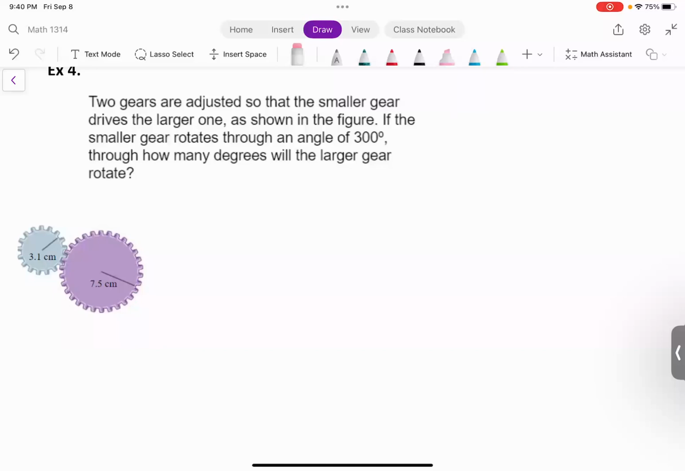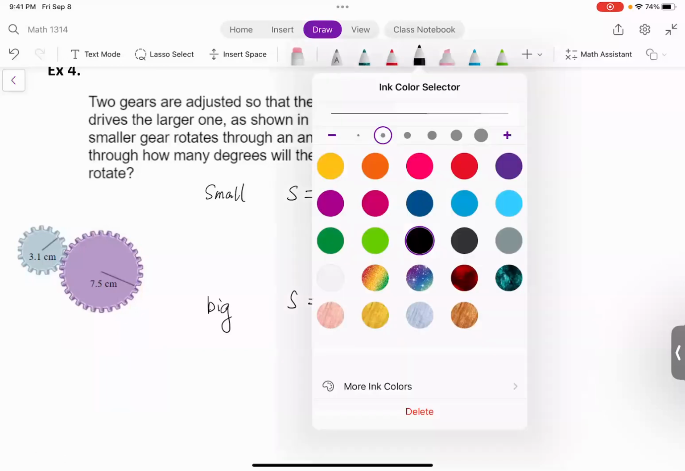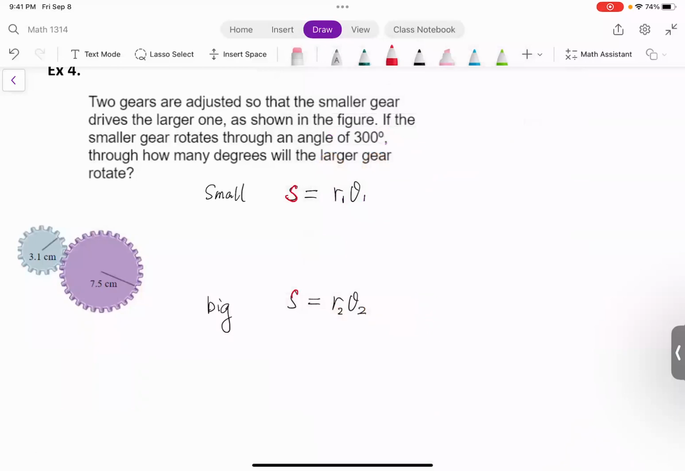Let's list the 2 relationships. So for the small gear, the arc length S equals R theta. And for the big one, I also have this formula S equals R theta. Maybe I say different R because they have different R. R sub 1, R sub 2, theta sub 1, theta sub 2, and they have the same S. That means the S part is the same because they connect to each other. And the given information is R1, R2, and also theta 1. So theta 1 is 300 degrees.